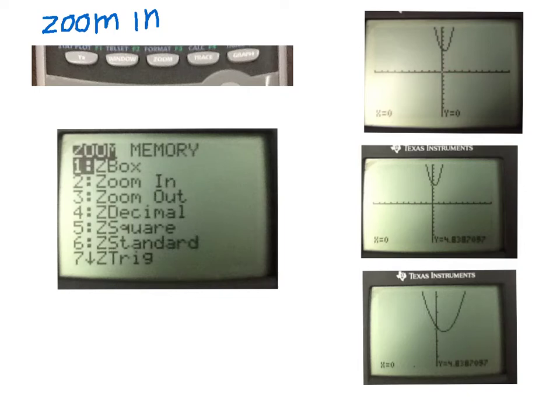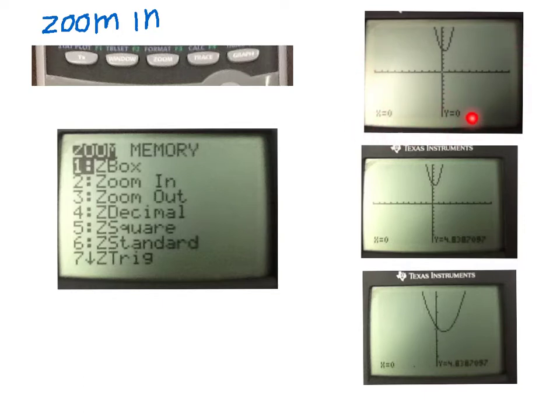So let's say I wanted to change the way I was looking at the graph. I'm going to press this middle button, which is zoom, and this is the screen that comes up, and it gives me options to zoom in, zoom out, and then zoom standard is the one we've been using a lot. So I'm going to choose zoom in. Let's say I want to get a better picture of what this function looks like up close. So I'm going to choose option 2. And this is the screen that should pop up.